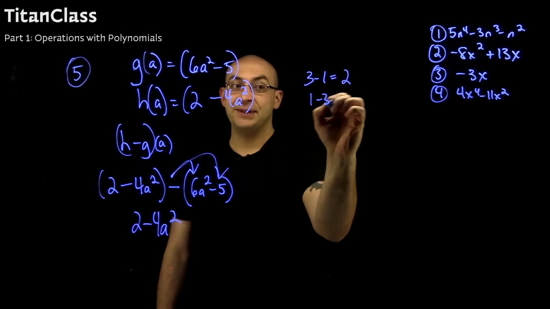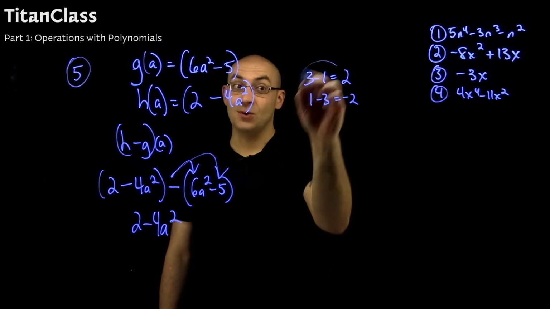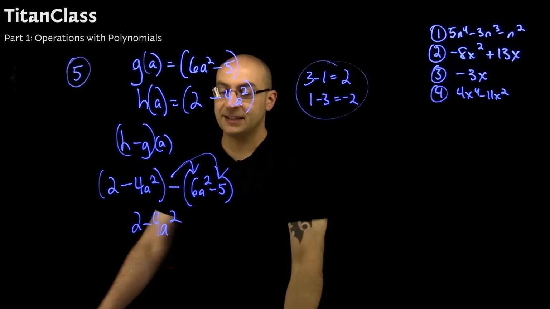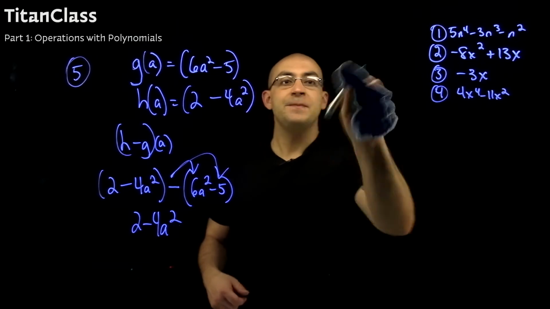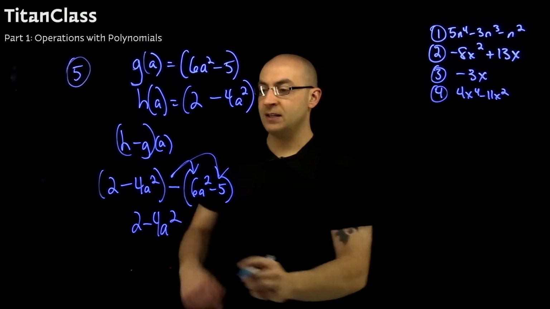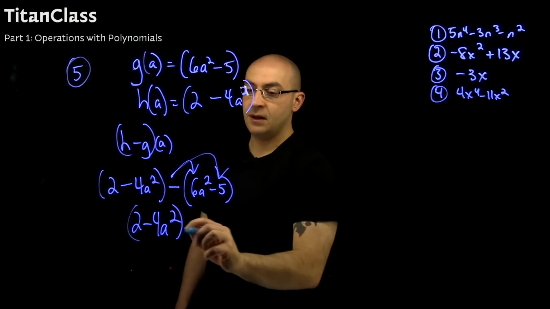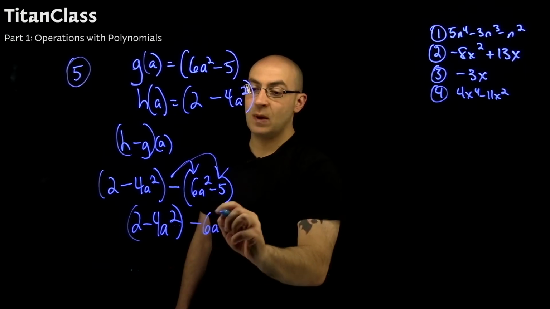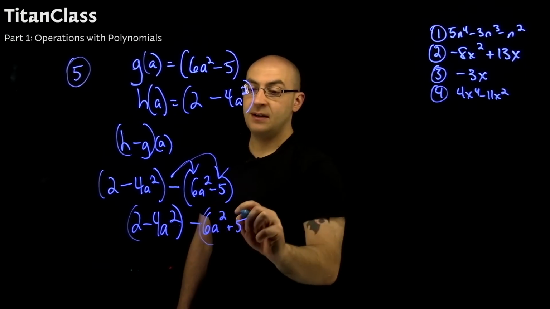where 1 minus 3 is negative 2. So order is really important in these types of things, right? So just be careful when we do subtraction problems. 2 minus 4a squared minus 6a squared plus 5.